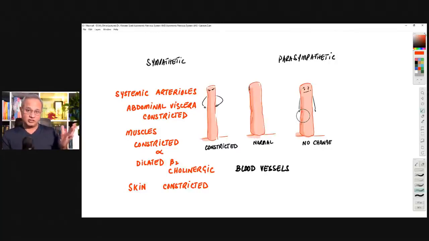Good. It's all very logical. So if you see here, systemic arterioles, these are tiny arteries of our system. They control our blood flow, blood pressure. Abdominal viscera constricted. We do not want the blood to go to abdomen or viscera. Muscles, some constricted and some dilated. And we can understand some muscles do not need to work. For example, GIT muscles should not work. And some muscles need to work. For example, skeletal muscles that are helping us run or maybe punch the lion, they are working.